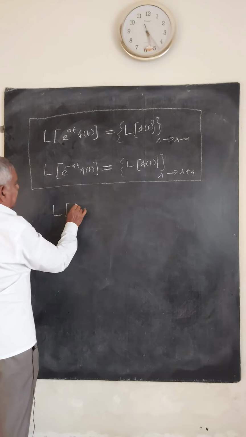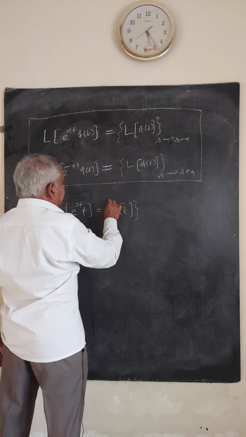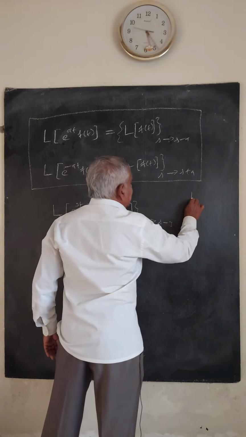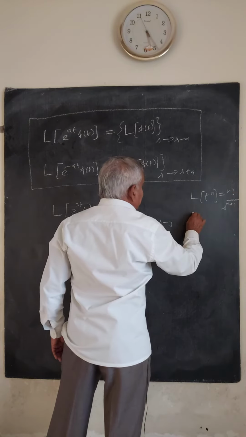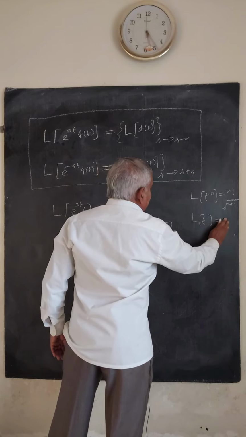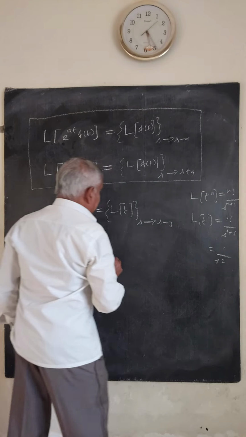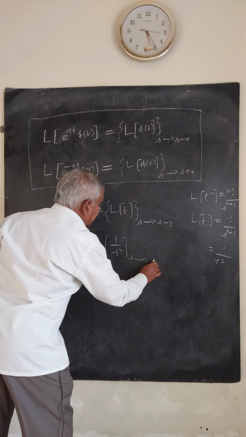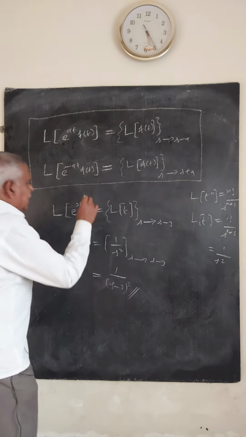L of e power 3t times t equals e power 3t is removed, L of t with s changed into s minus 3. Using the eighth formula, L of t power n equals n factorial divided by s power n plus 1. Here t is t power 1, so 1 factorial divided by s power 1 plus 1, which is 1 by s squared. Therefore, 1 by s squared is the Laplace transform of t. With s changed into s minus 3, 1 by s minus 3 whole square is the answer.